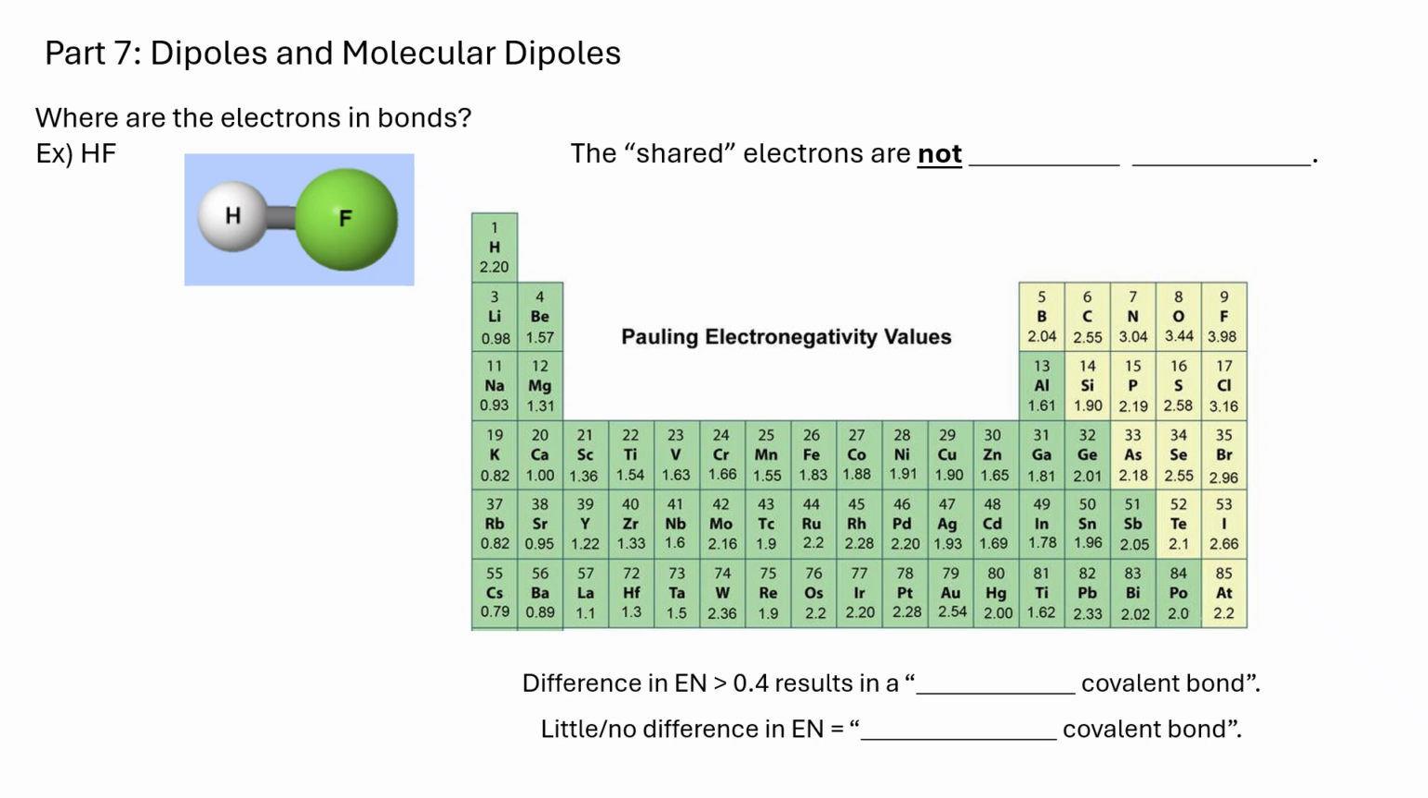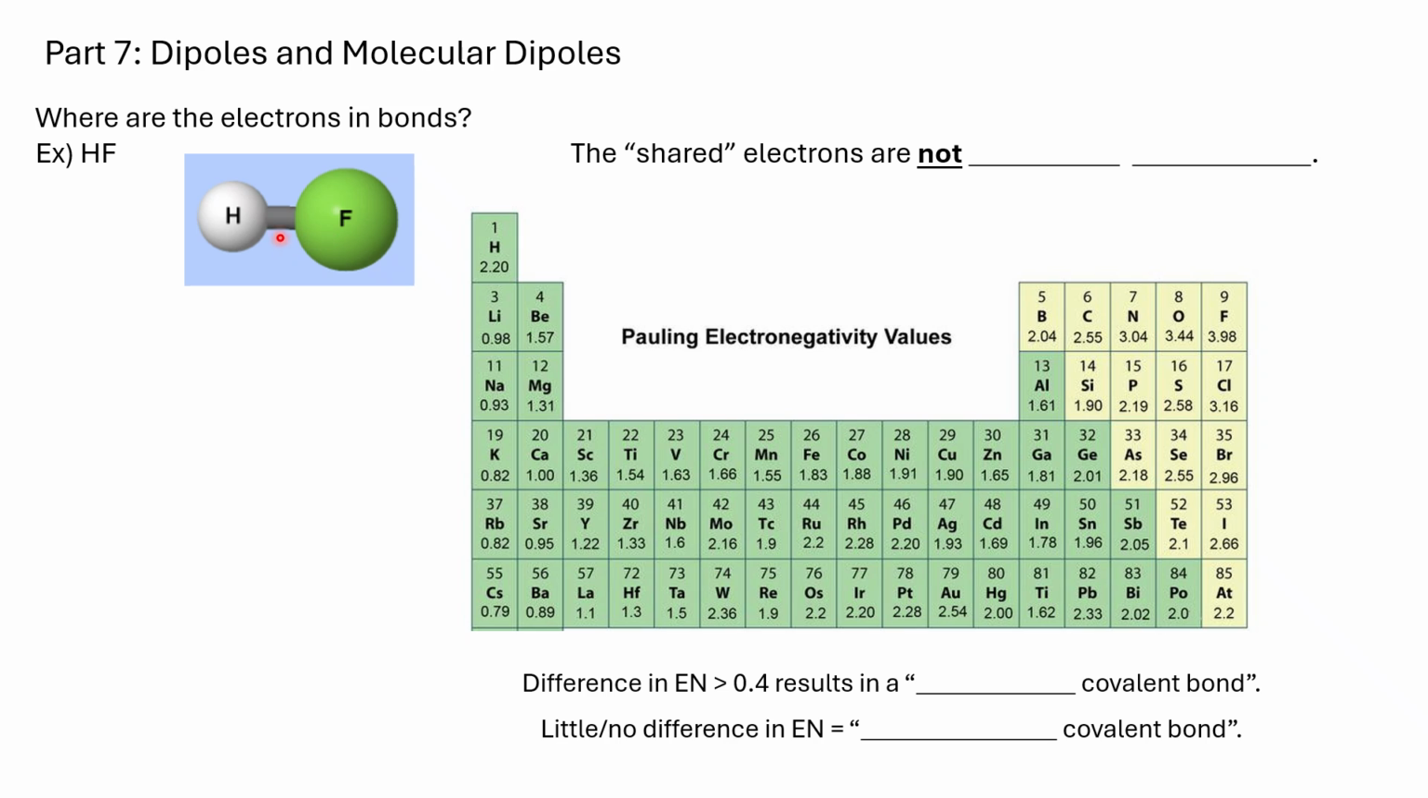All right, so in this section we're going to talk about dipoles, and that's a new word for you, but basically we're looking at the distribution of electrons across a bond. So when we have a molecule like HF, hydrogen monofluoride is one way we could name this, we talk about electrons being shared between these two atoms, between hydrogen and fluorine.